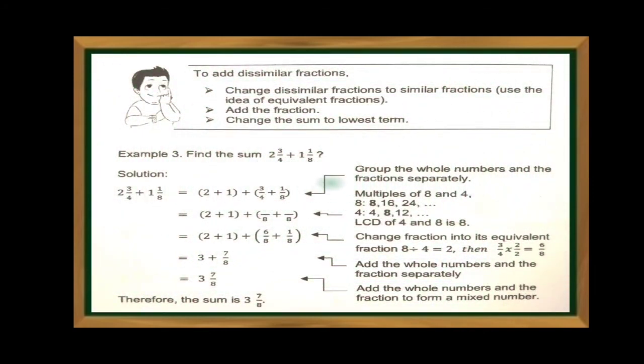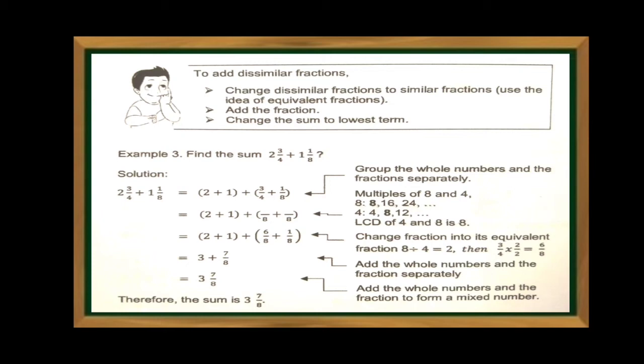Okay? So to add dissimilar fractions, always remember that you are going to change dissimilar fractions to similar fractions. Then, second, you are going to add the fractions and change the sum to lowest term. Okay? So, here is an example. Find the sum of 2 and 3/4 plus 1 and 1/8. So, here's the solution. 2 and 3/4 plus 1 and 1/8.